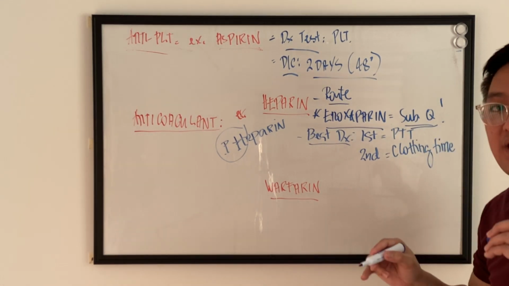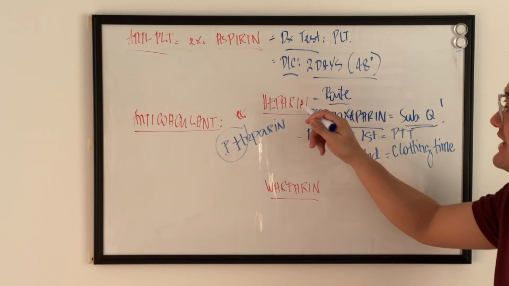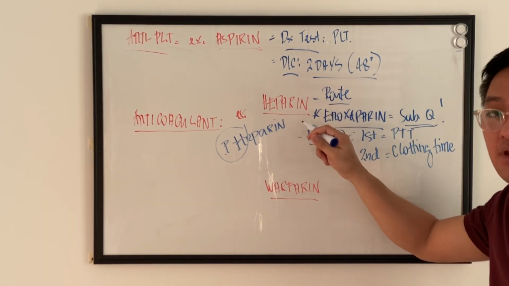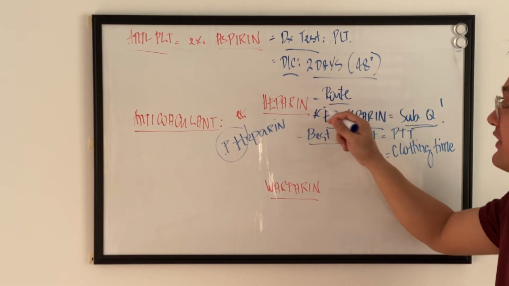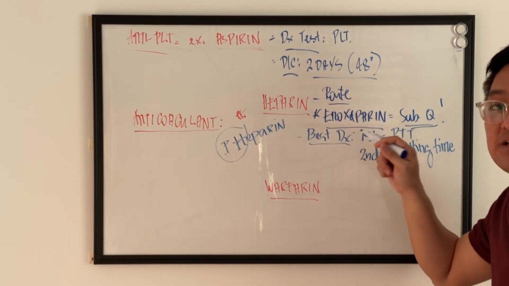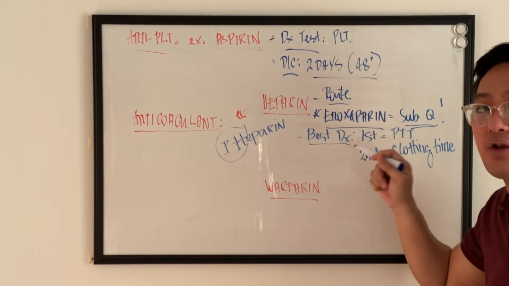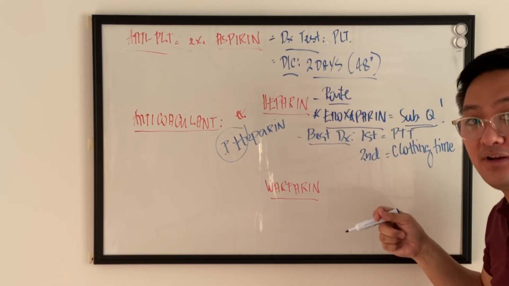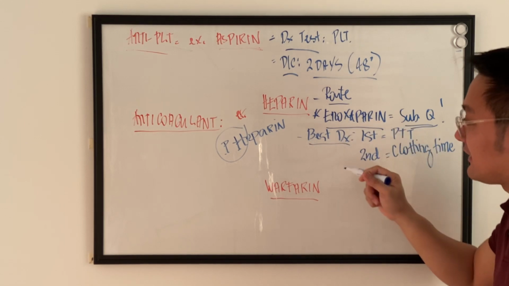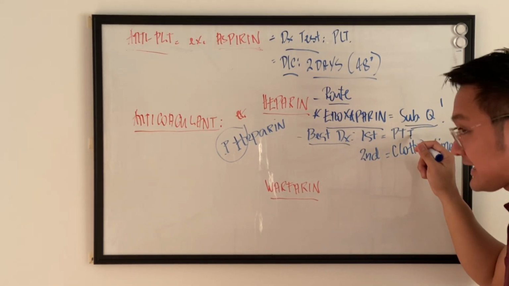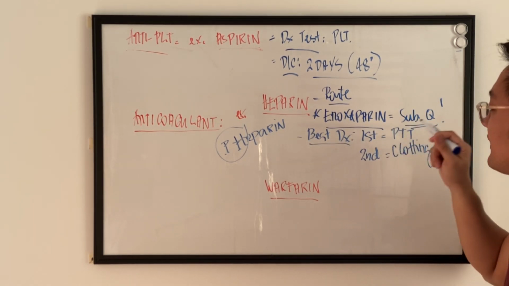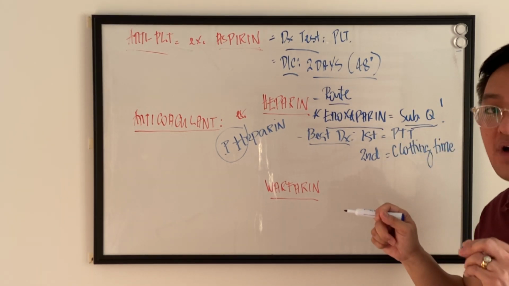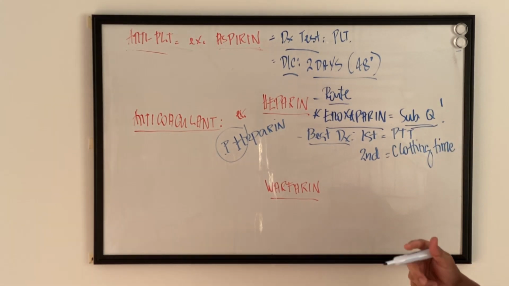Now, do not forget this in your exam. For a patient taking heparin, the therapeutic level of your PTT, not the heparin, sorry, the therapeutic level must be 2 to 2.5 times higher than the normal level.